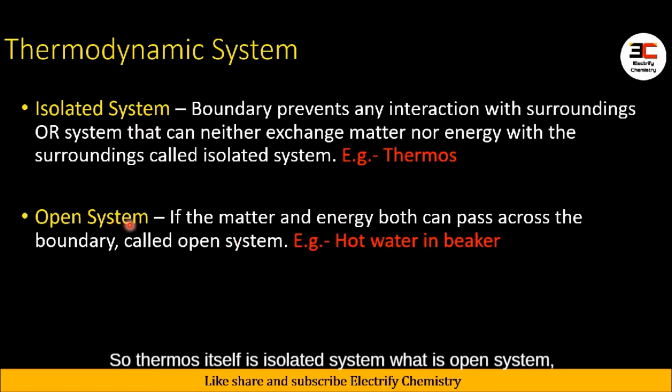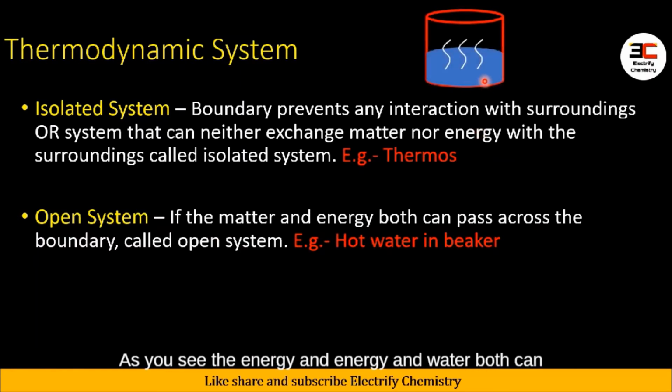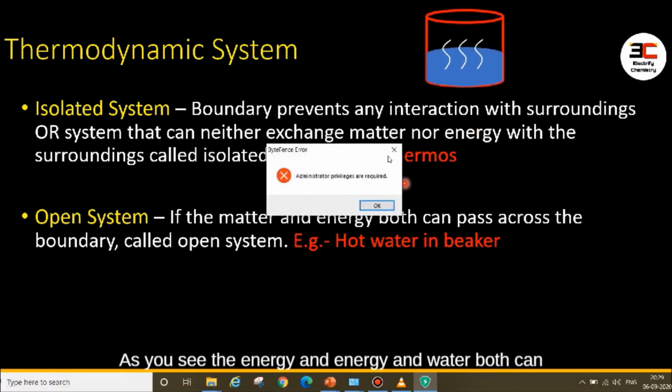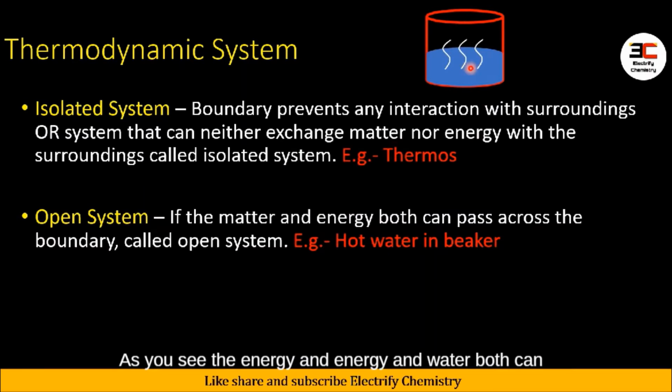What is the open system? If matter and energy both can pass across the boundary, it is called an open system. An example is hot water in a beaker. As you see, energy and water both can pass across the beaker, okay, so it is called an open system.